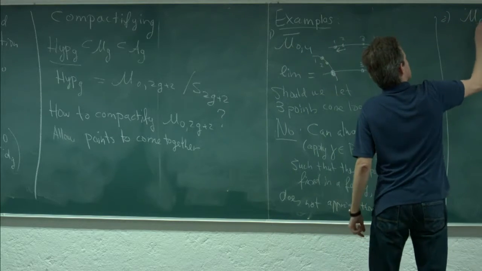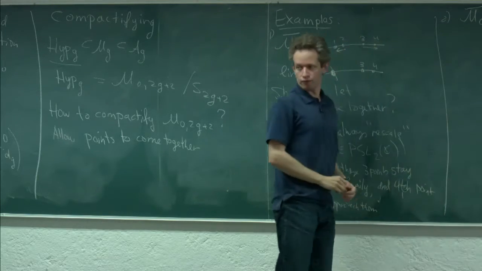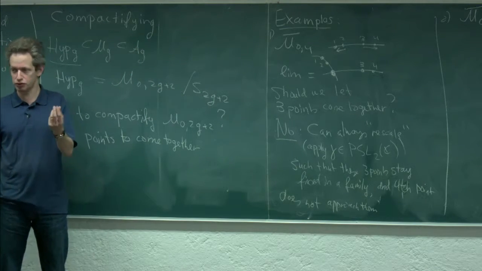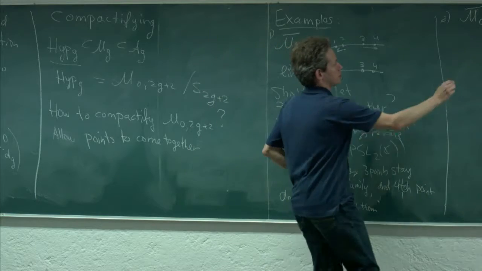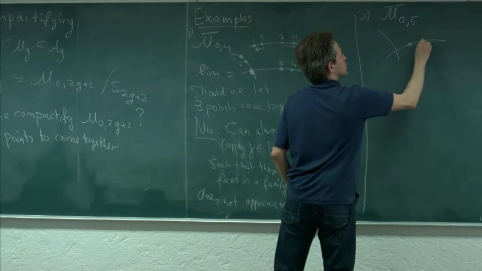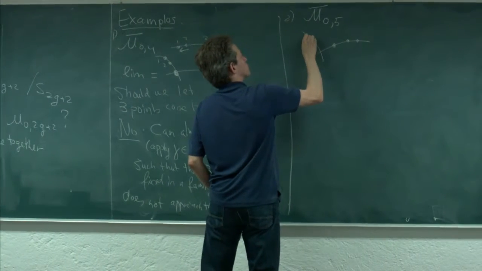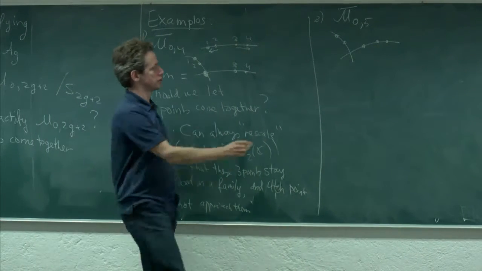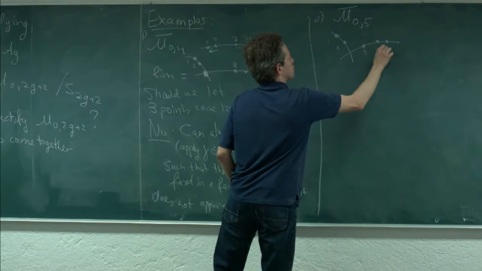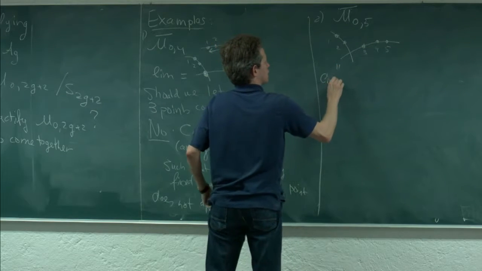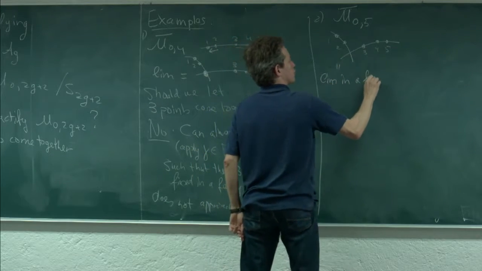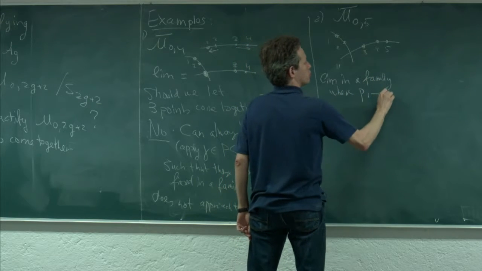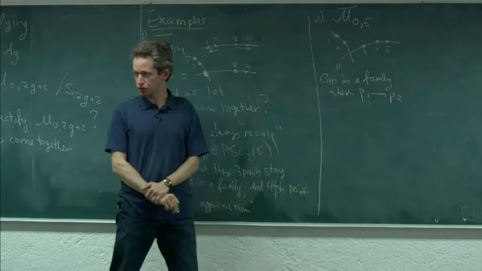Let's do example 2, M05 bar. Okay, so now I have 5 points. Of course, if 2 points hit each other, I should allow things that look like this. Right? And this is, let's say, 1, 2, 3, 4. And this is the limit in a family where P1 approaches P2 and everything else stays fixed.